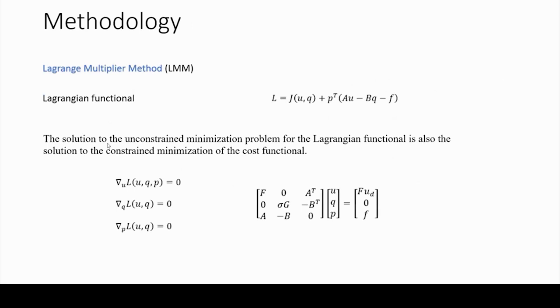Methodology. The first method that we are using is the Lagrange multiplier method. It consists of a Lagrange function that is denoted by L. The solution of the unconstrained minimization problem for the Lagrange function is also the solution to the constrained minimization of the cost function. After using finite element approximation, we can see the matrix that is formed.